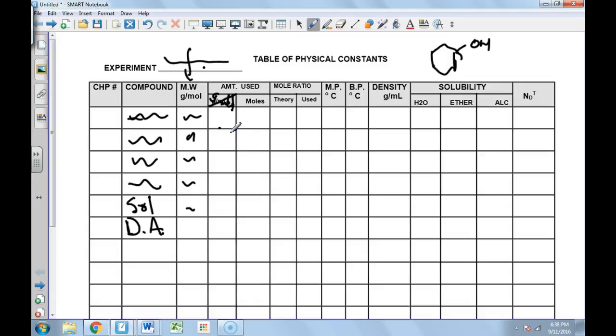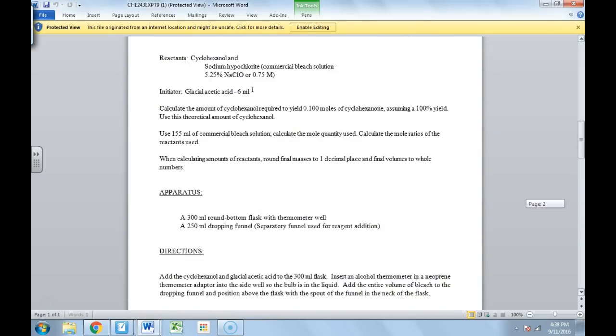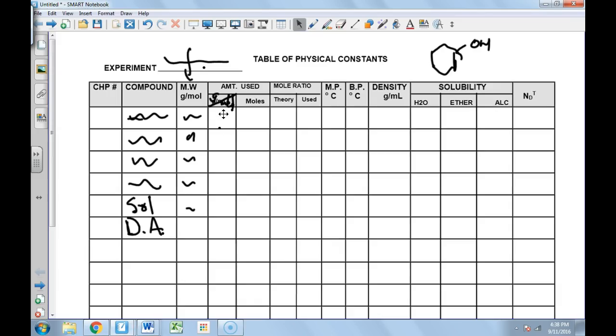Now, what you end up doing is going back to the lab, and typically it'll tell you, for example, hey, you're going to use 6 milliliters of this. If you have to do a calculation, like in this lab, I'm sorry, you don't have to do a calculation, you're going to do 155 milliliters. You can just fill that in. So maybe, and again, black, so the 6 milliliters, 155 milliliters.